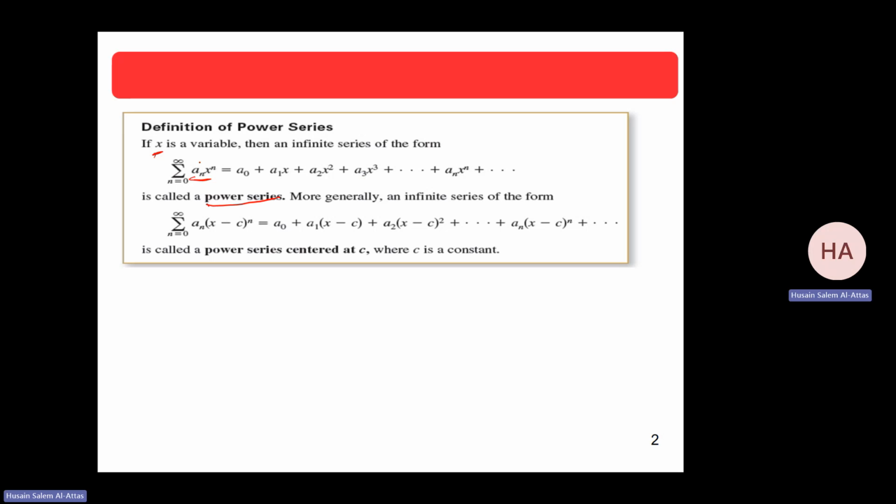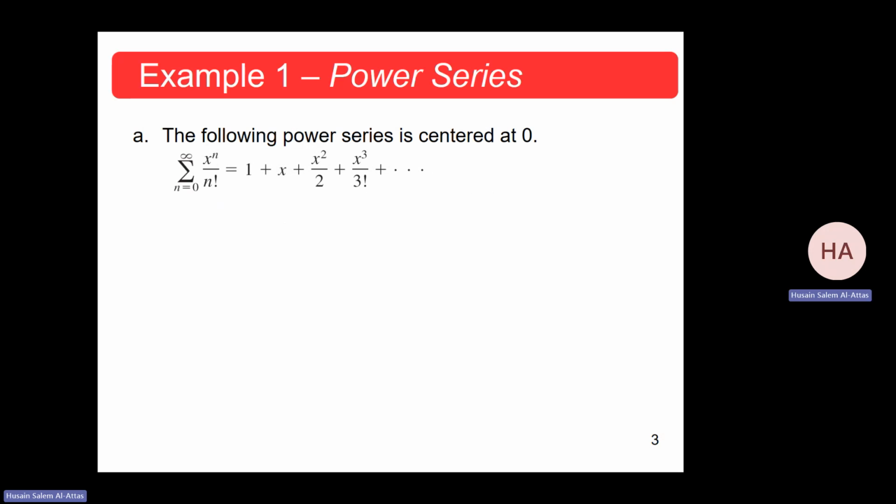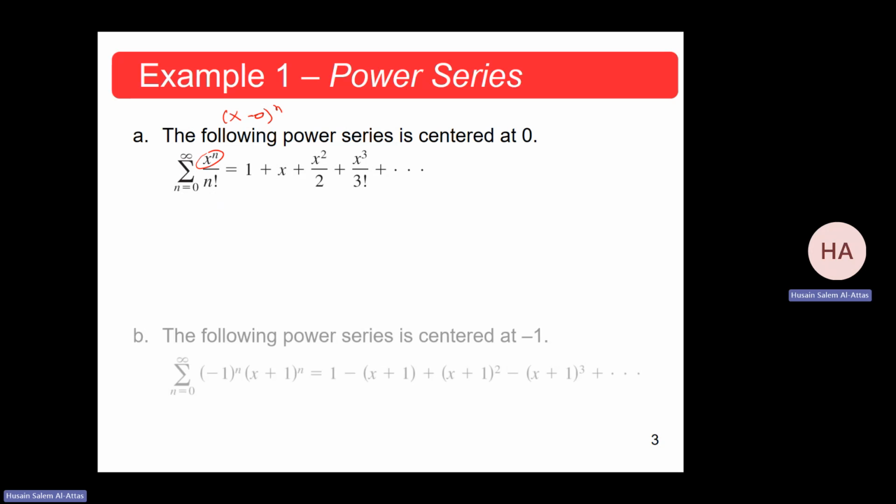This is working with x minus 0. We can expand it to a power series centered at c, where c is a constant. So we have a_n times (x minus c) all to the power n. So it's a0, a1 (x minus c), a2 (x minus c) squared, and so on. This is the power series centered at what? Centered at 0. Since I have this one, I can write it as (x minus 0) all to the power n. This is what they meant by centered at 0.